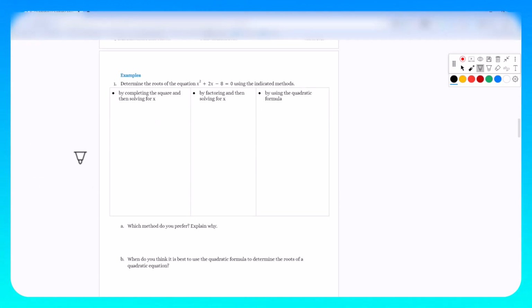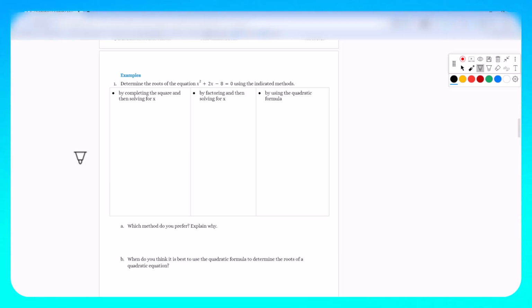So let's look at an example, and we're going to try to solve it using our three methods. The first one is completing the square. The second is factoring and then solving for x. And the third is using the quadratic formula.